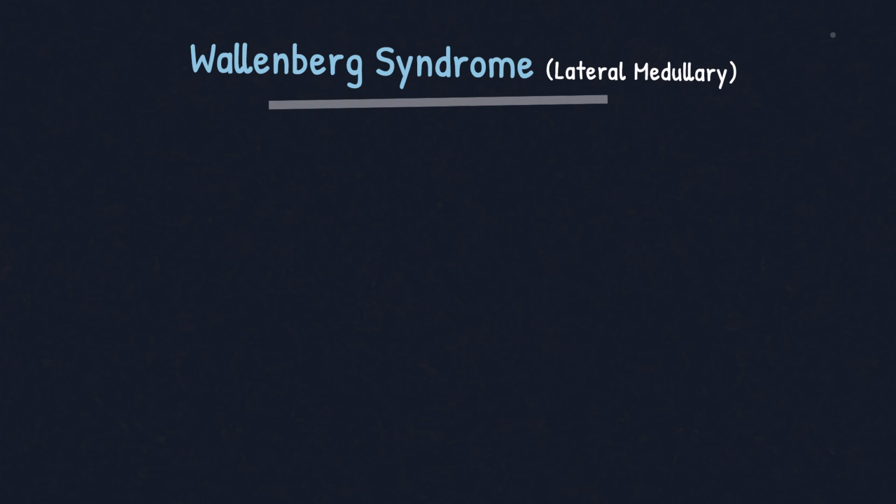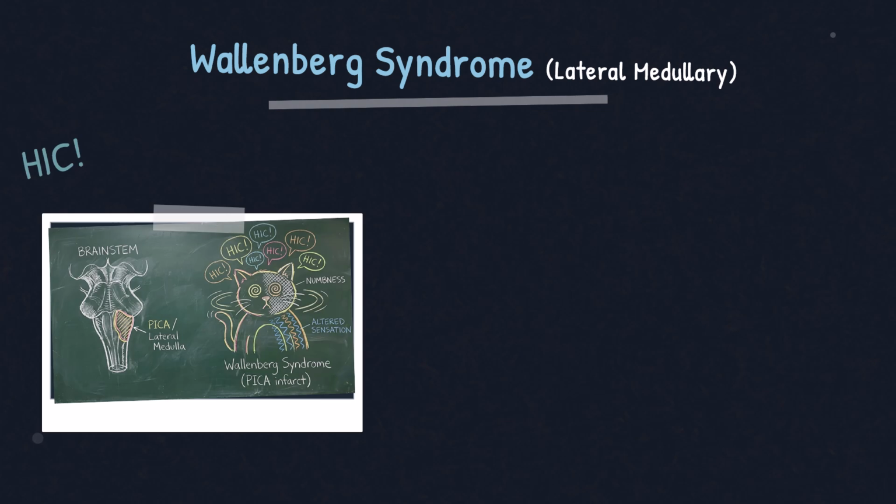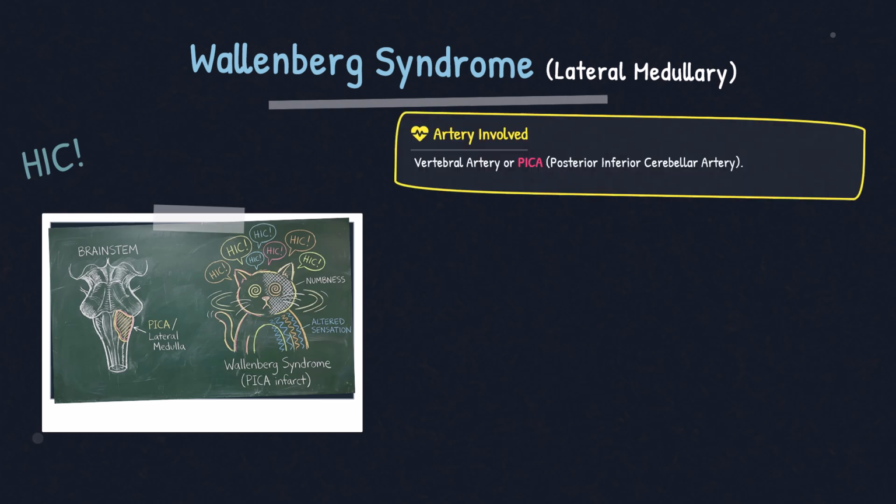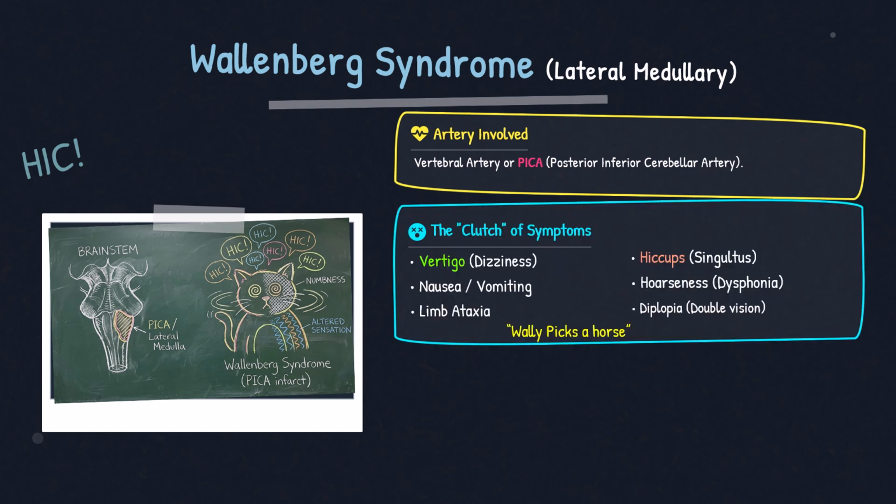Next, we are going to talk about Wallenberg syndrome or lateral medullary syndrome. This is one of the most famous brainstem strokes. Wallenberg syndrome typically occurs because of an occlusion of PICA, which is a branch off of the vertebral artery. You need to know both of these because they may ask about either one. And this occlusion produces vertigo, nausea, vomiting, limb ataxia, hiccups, hoarseness, and diplopia.